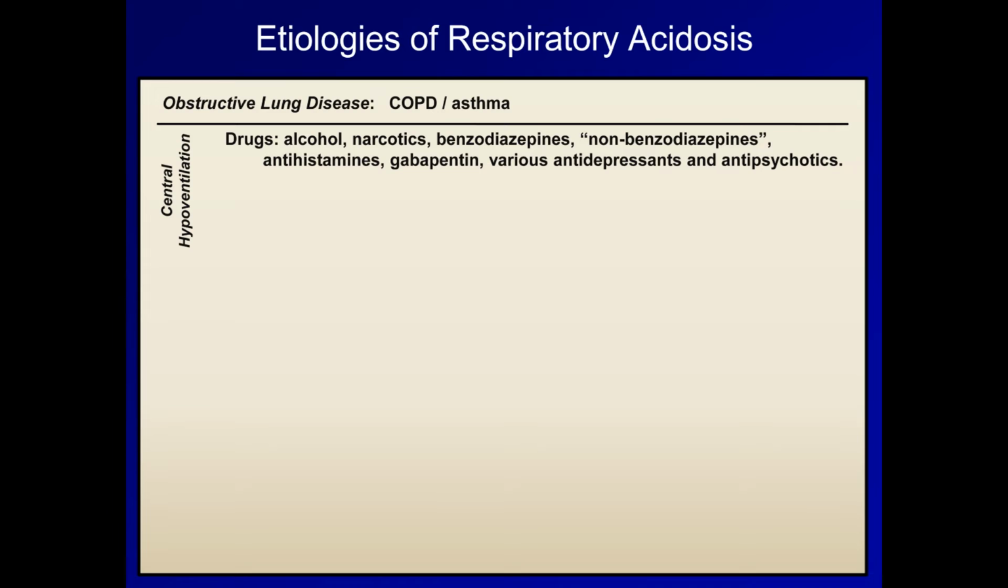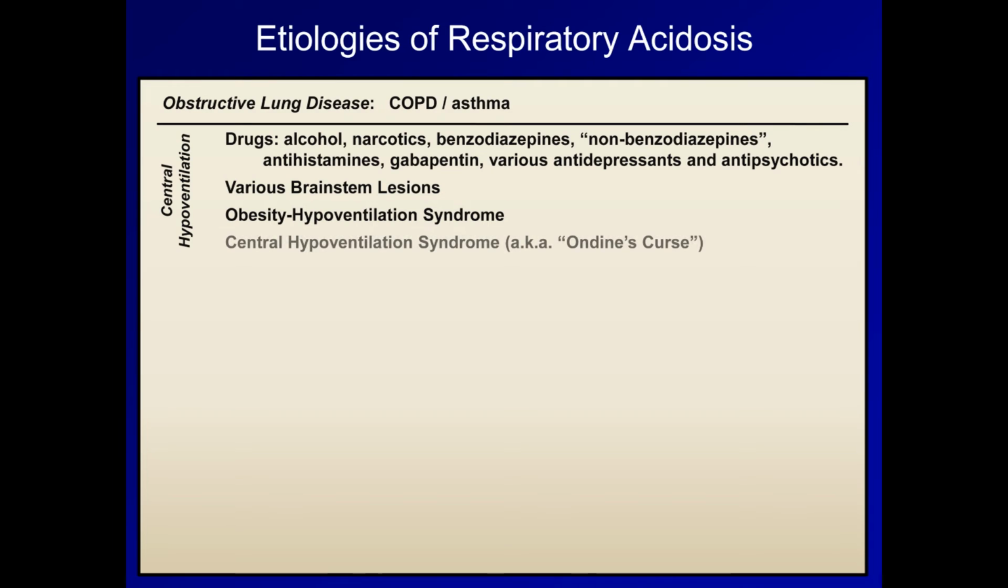Other classes occasionally implicated in respiratory depression and its subsequent acidosis include the so-called non-benzodiazepines, such as zolpidem or Ambien, histamines, gabapentin and the similarly structured pregabalin, and various antidepressants and antipsychotics. There are various brainstem lesions which can occur as a consequence of trauma or stroke. Obesity hypoventilation syndrome is also associated with central hypoventilation. And finally, central hypoventilation syndrome, also known as Ondine's curse.